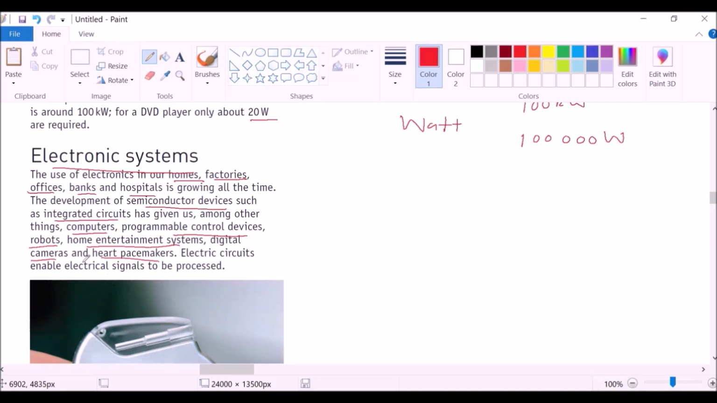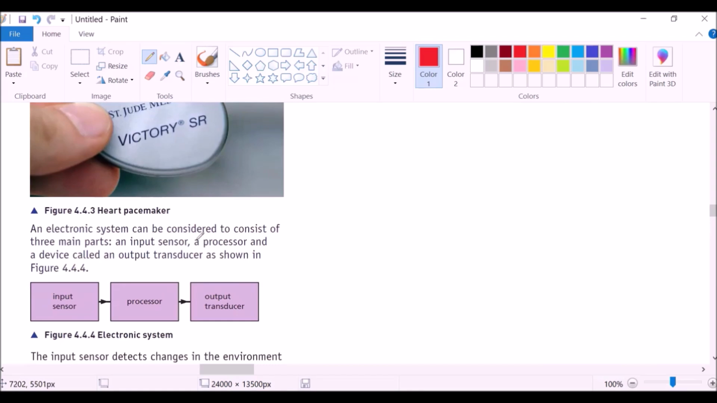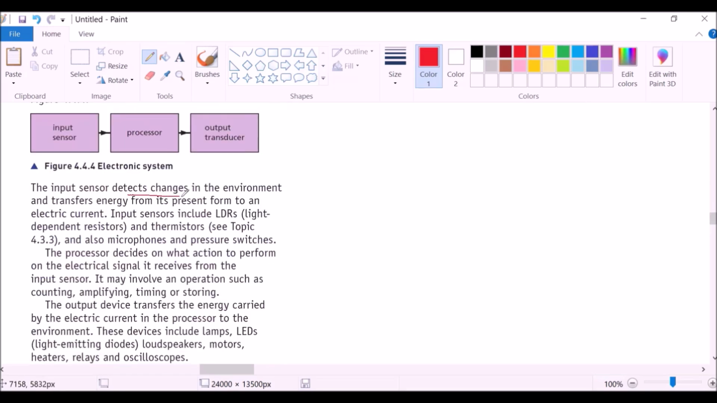Electric circuits enable electrical signals to be processed. An electronic system can be considered to consist of three main parts: an input sensor, a processor, and a device called an output transducer. Input sensors detect changes in the environment and transfer energy from its present form to an electric current equivalent. Input sensors include LDRs, or light-dependent resistors, thermistors, and also microphones and pressure switches.